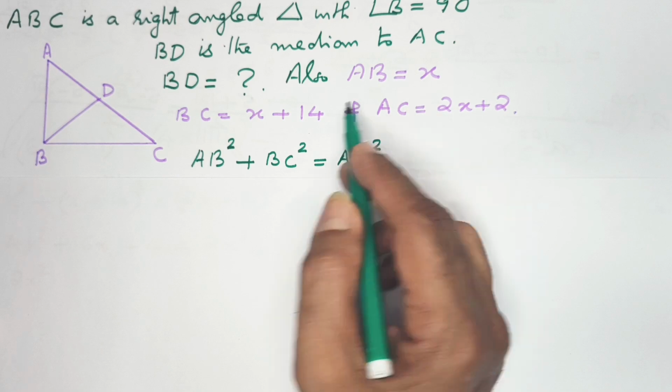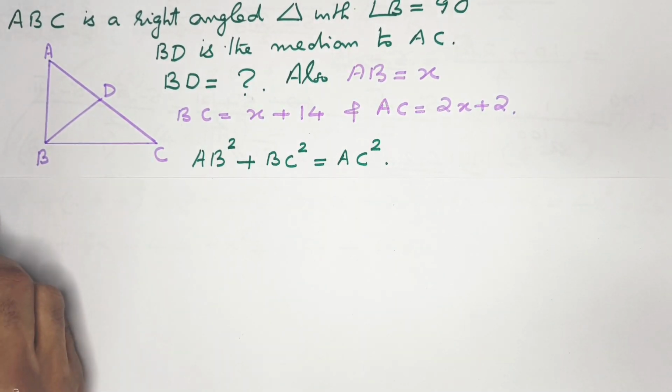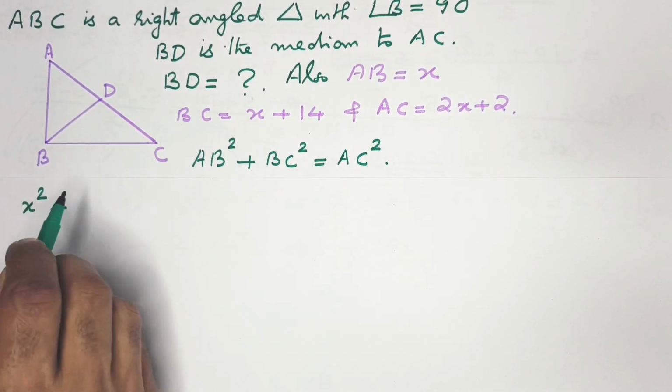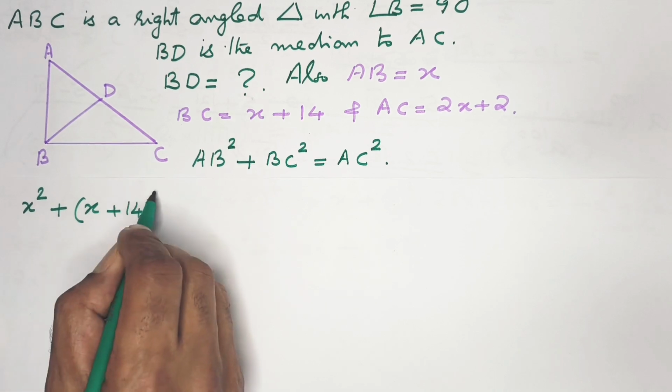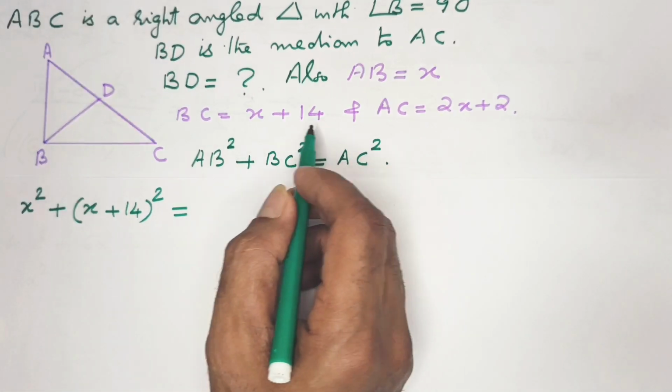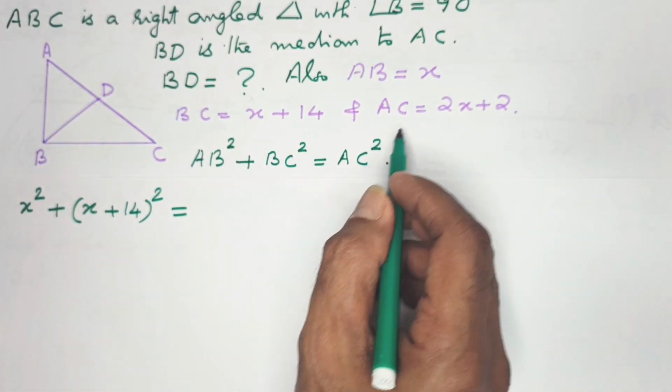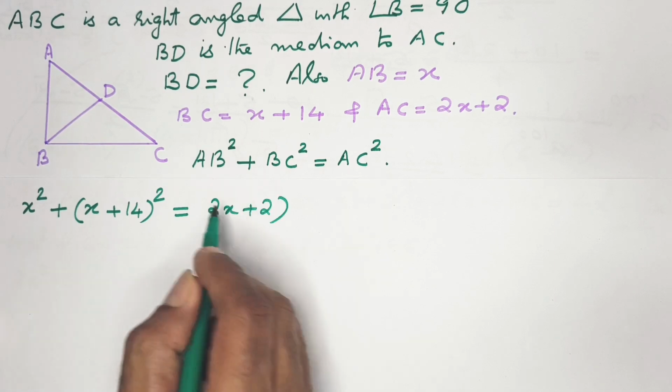AB is given to be x, so here it will be x squared. Then BC is given to be x plus 14, the whole squared, equals the right side, AC squared, which is (2x plus 2) the whole squared.